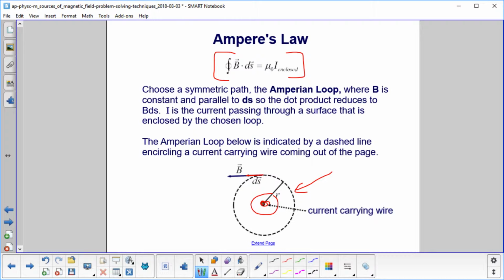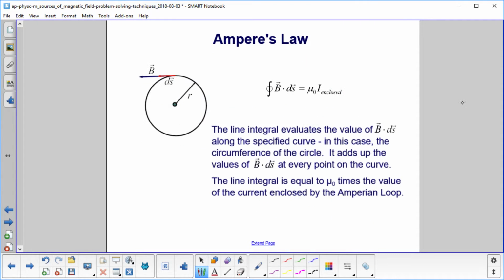The Amperian loop below is indicated by a dashed line encircling a current-carrying wire coming out of the page. That's this guy right here. We will be using a line integral in evaluating this. This just means we sum up all the little pieces of ds along whatever line we've chosen. When you do that, that will equal mu0 times the current enclosed by your curve. So in this case, we're integrating along this path, so that's just the circumference of the circle. That will add up the values of B dot ds at every point on the curve.